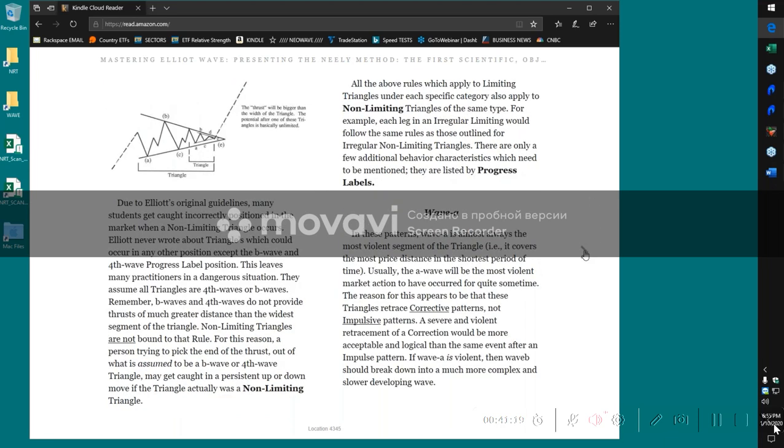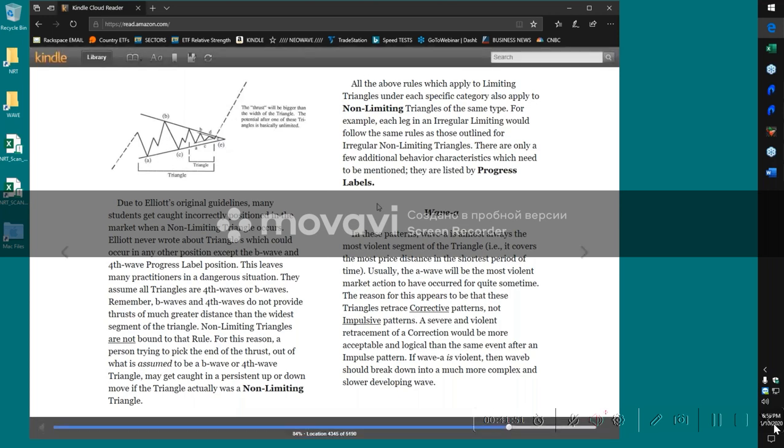Non-limiting triangles, again, are patterns that occur not in the B wave or the fourth wave position, but typically occur as an X wave or at the end of patterns. So here you have a triangle that doesn't end with wave E here and then the thrust. It keeps pushing into the apex point, and that's a sign that you're going to be dealing with a non-limiting triangle. So the thrust will not be the end of the trend, and it will not correlate to the apex point. Quite often it'll just keep going past that point, and the thrust could be bigger than the widest wave, and the market just keeps trending.